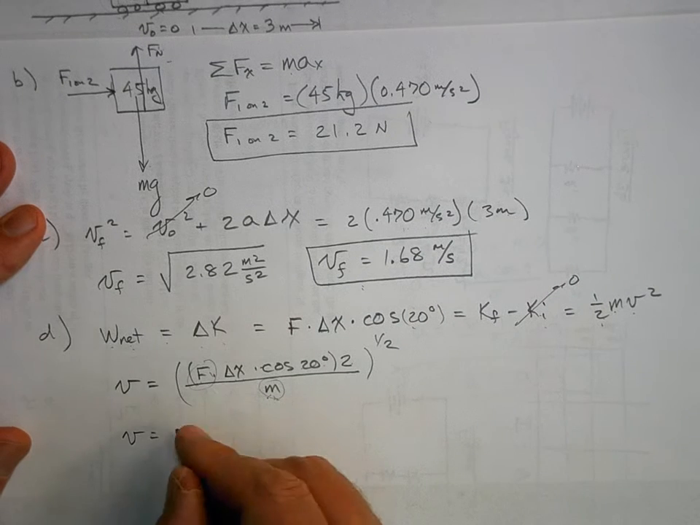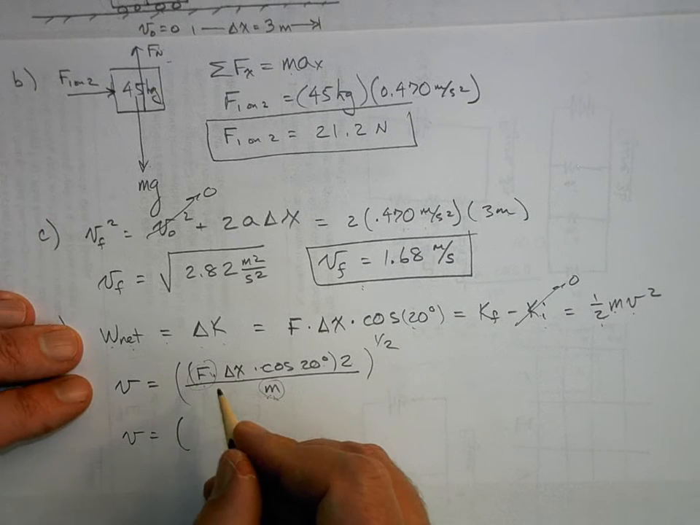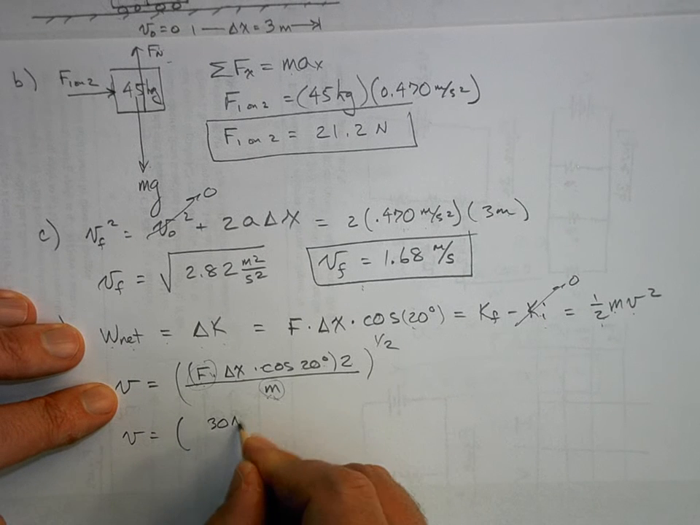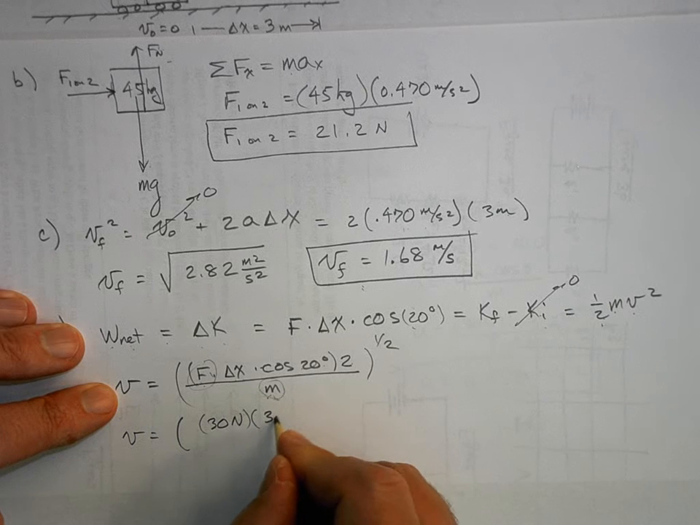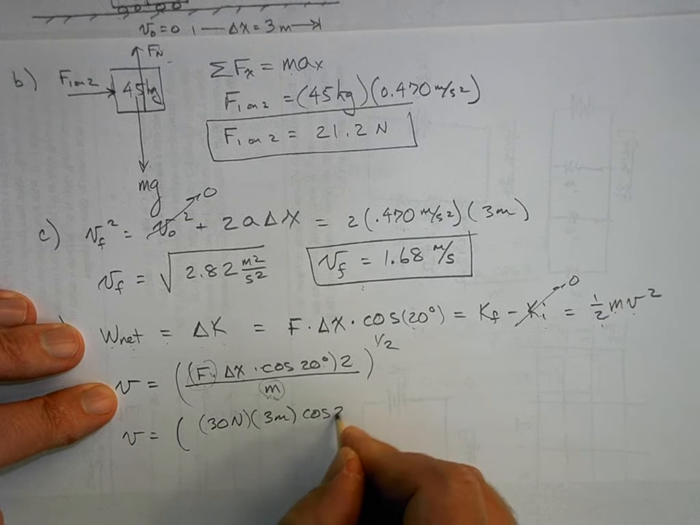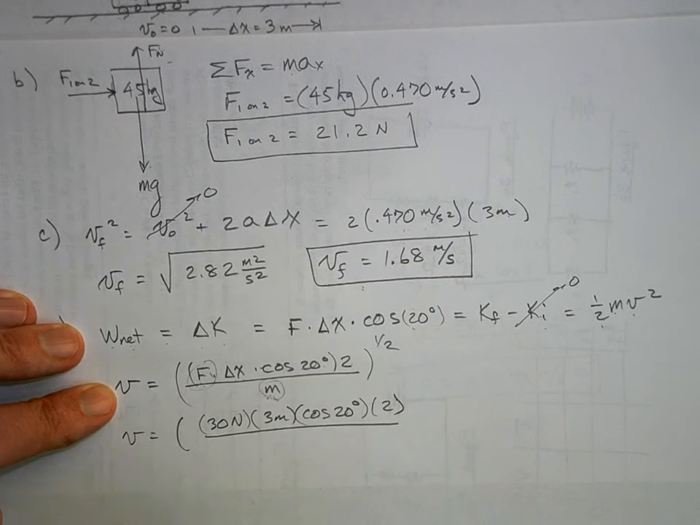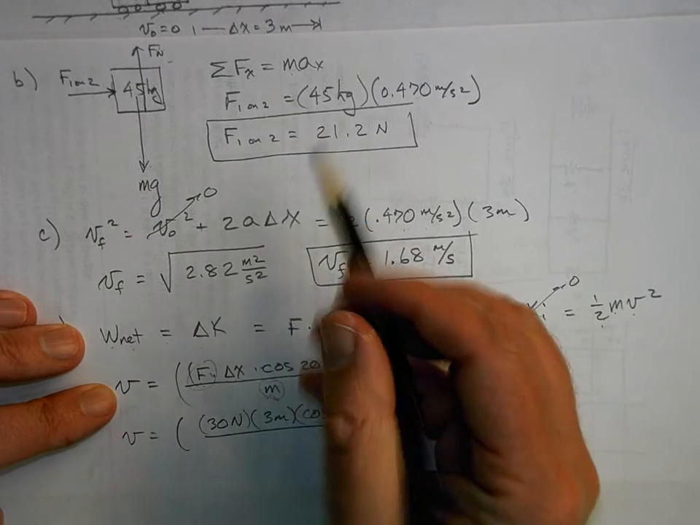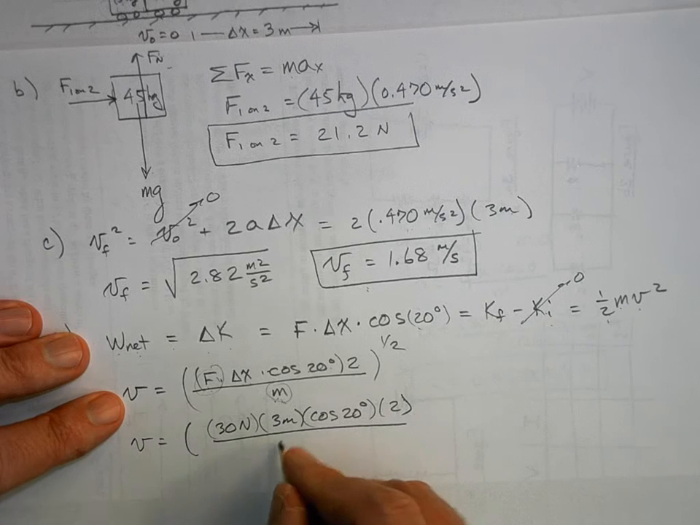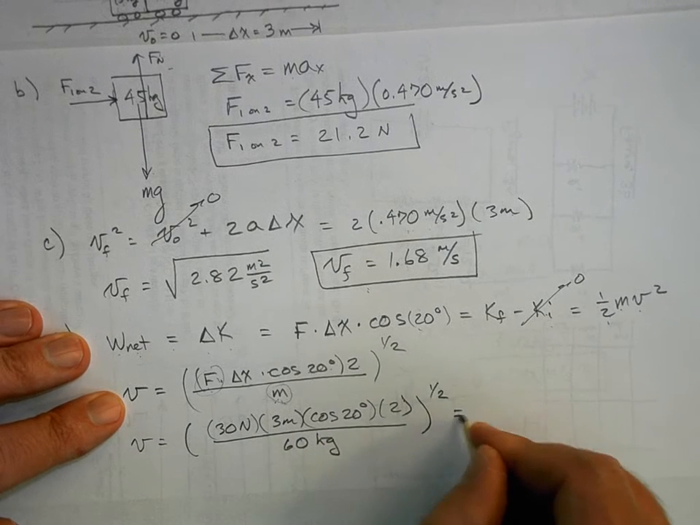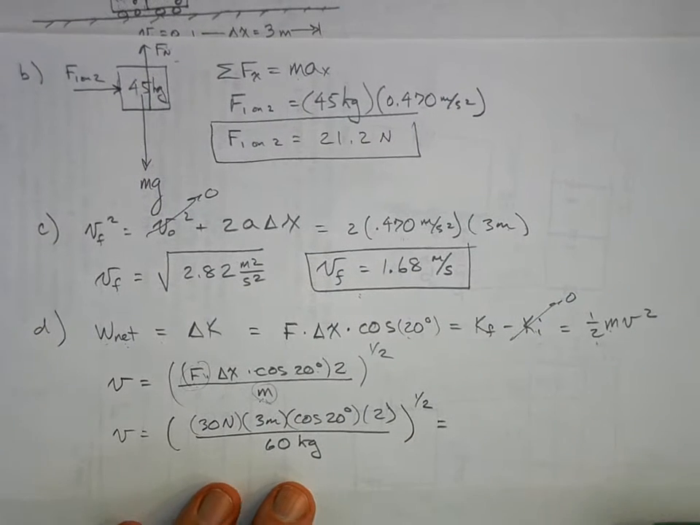Well, we're ready now to plug in values. The force is 30 newtons times delta x, 3 meters, times the cosine of the angle, 20 degrees, times 2, divided by the mass. Well, it's all the mass, not just the 45. All of the mass has kinetic energy. So that's 60 kilograms. And we're going to raise that to the 1/2 power. So let's do the calculations.